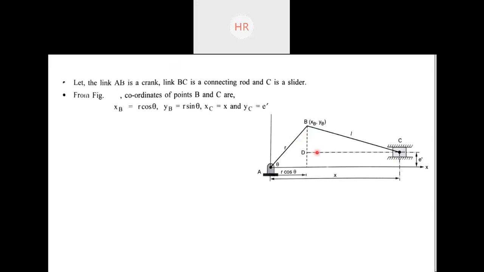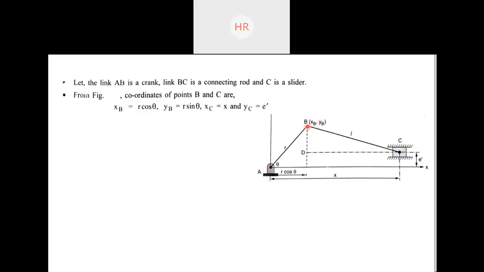Let the link AB be a crank, BC a connecting rod and C the slider. Now if we look at the coordinates of points A, B, C, the coordinates of A are at the origin, so they will be 0, 0.